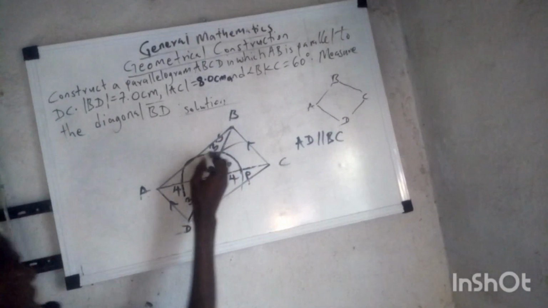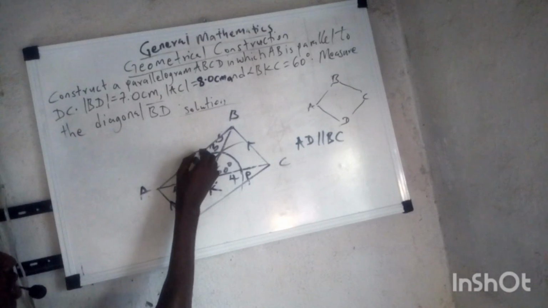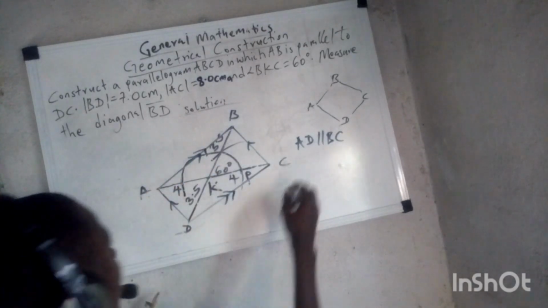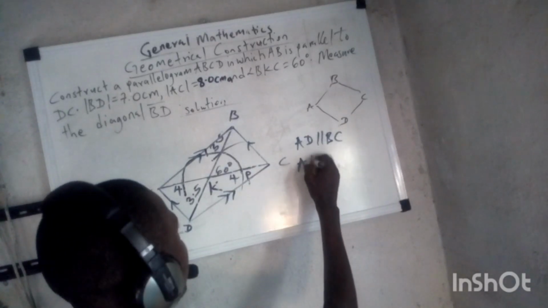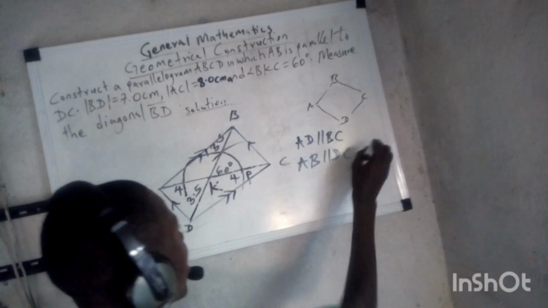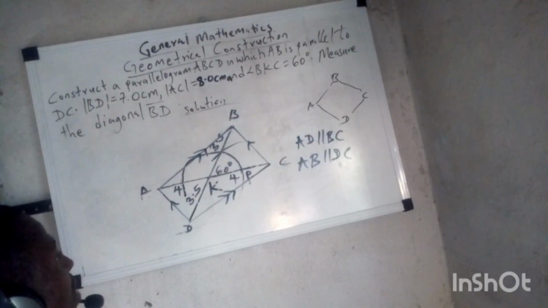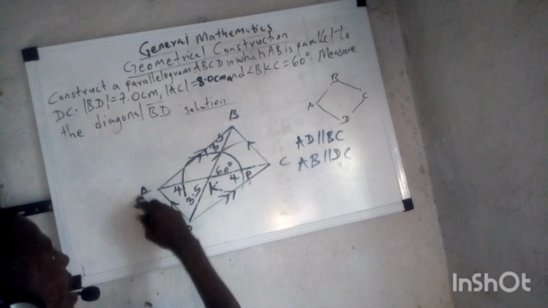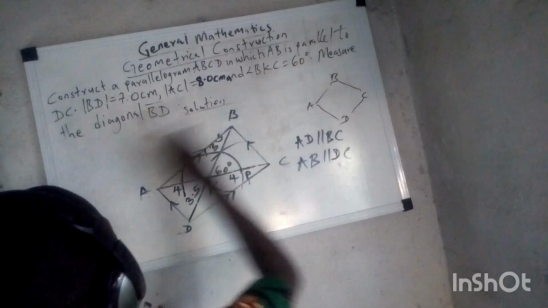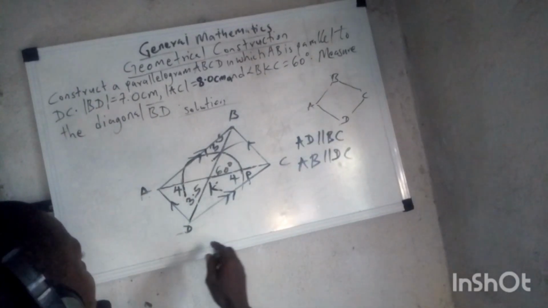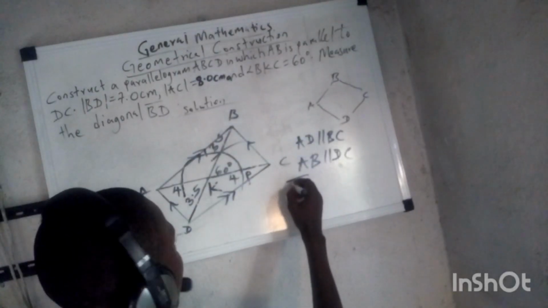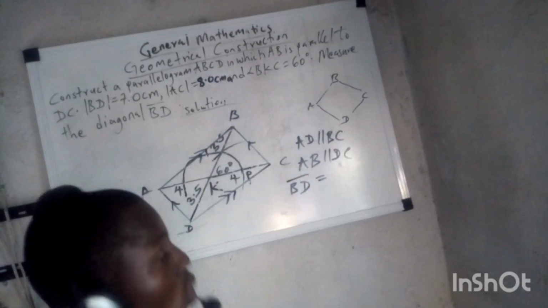Also, another symbol here: line AB is also parallel to line DC. These are some of the features of a parallelogram. Line DC is parallel to line AB. Also, looking at the diagonal, they say measure the diagonal line BD. Where is BD? This is BD. 3.5 plus 3.5, automatically line BD is equal to what?